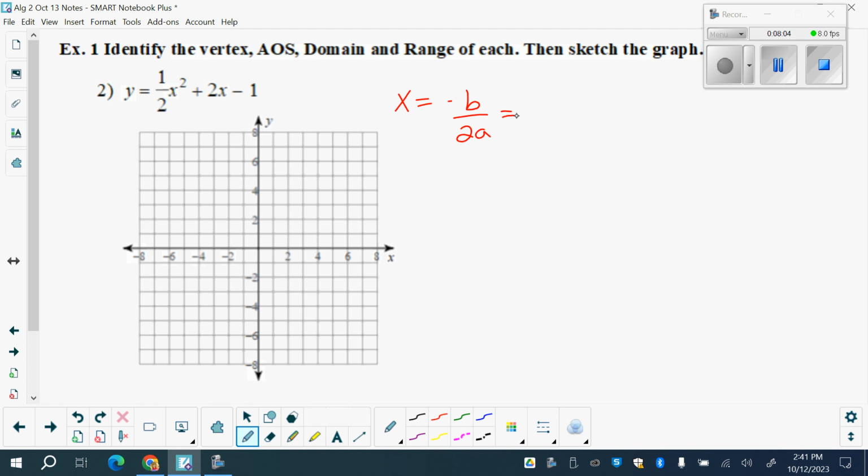What are b and a? Negative 2 over 2a, which is 2 times 1/2. So if you can do that 2 times 1/2 in your head, fantastic. If not, you can do it on the side. This is 2 over 1. Then we multiply straight across. 2 times 1 is 2. 1 times 2 is 2. This gives us 1. So this is negative 2 over 1, which would be negative 2.